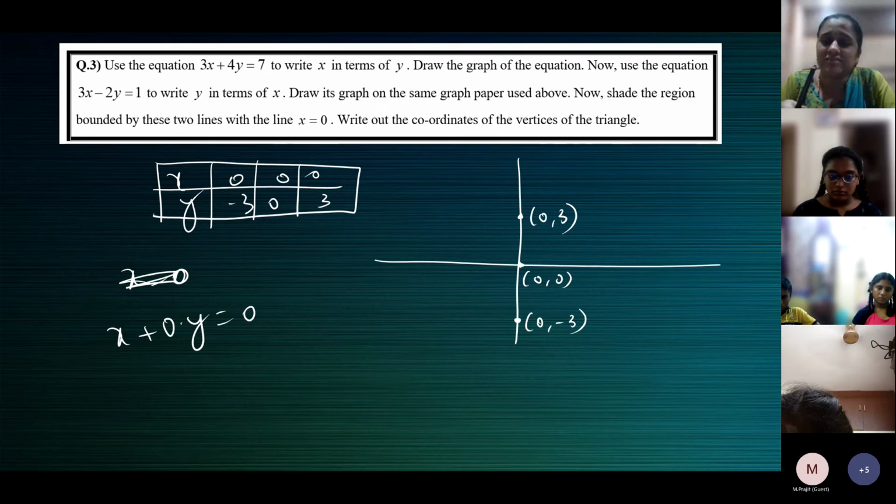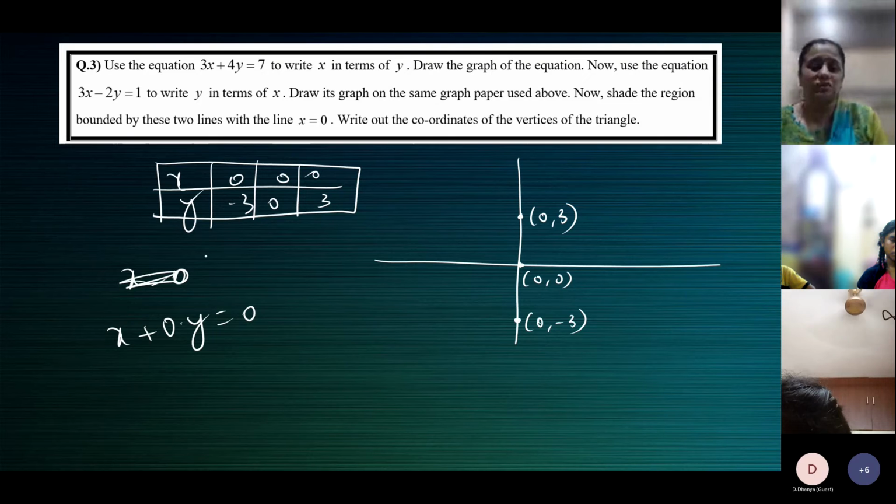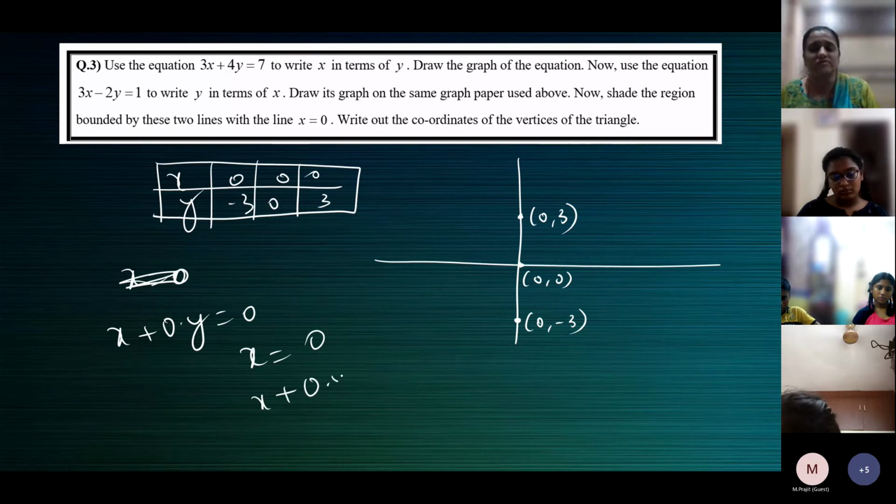So in the Cartesian plane, we have the x-axis and the y-axis, which are straight lines. Even they are given by some equations. Even they are represented by some equations. So x is equal to 0, or you can say x plus 0y is equal to 0, or simply x is equal to 0, is the equation of the y-axis itself.